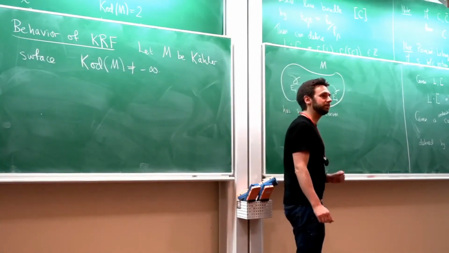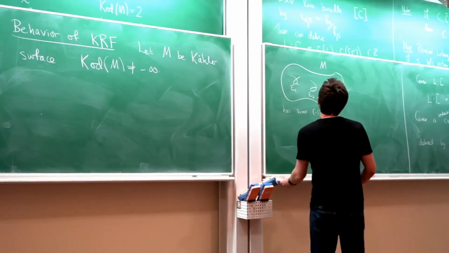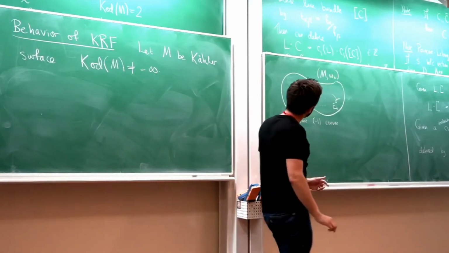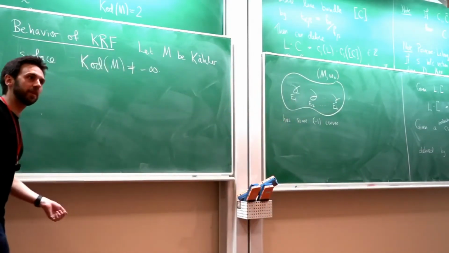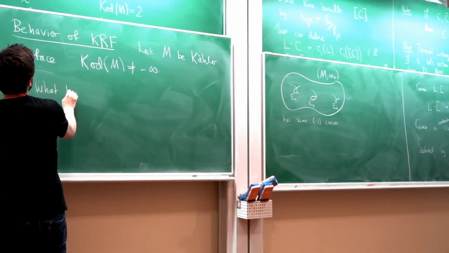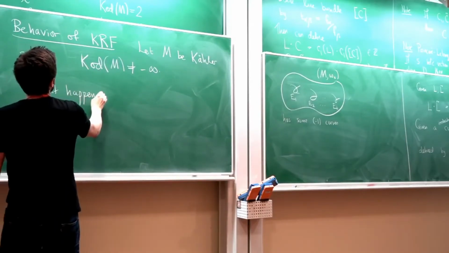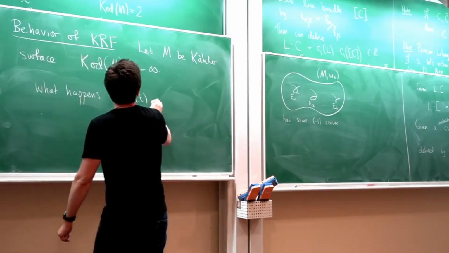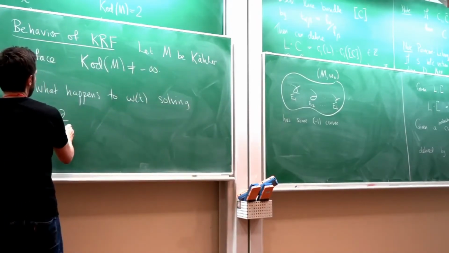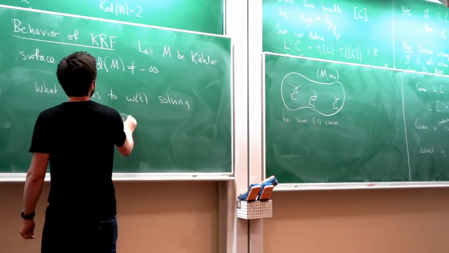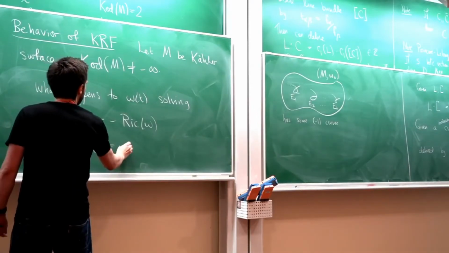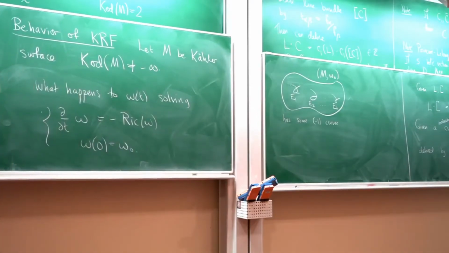And now let's say that we have a Kähler metric, and we want to ask, what happens to the Kähler-Ricci flow? What happens to omega t solving the Kähler-Ricci flow, d/dt of omega is minus Ricci of omega, where omega 0 is omega naught? Okay, so what happens?